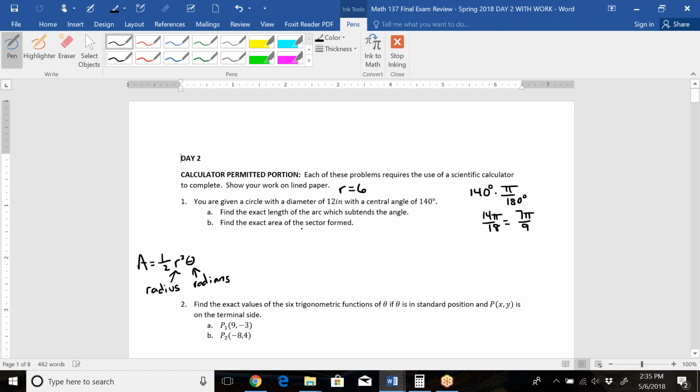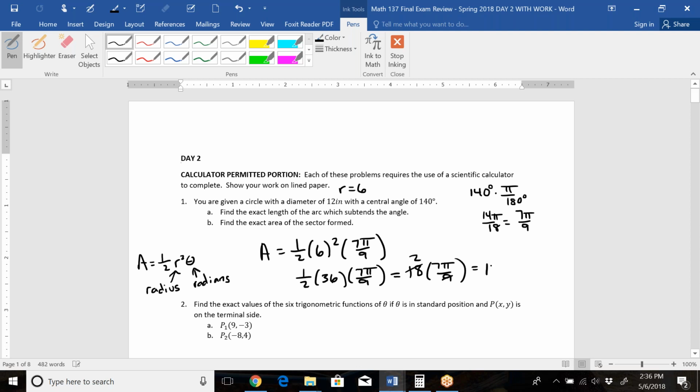So my area formula would be 1/2 6 squared times 7 pi over 9, and we would square that 6, so that's going to be 1/2 36 times 7 pi over 9. Since 36 is even, you can take half of it, so that would be 18 times 7 pi over 9. And 18 is also divisible by 9, so that's going to be 2 times 7, so that's going to be 14 pi inches squared, since this is area. And that's how we want it. We do not want you to give it to us in decimals because it did not specifically ask for that.